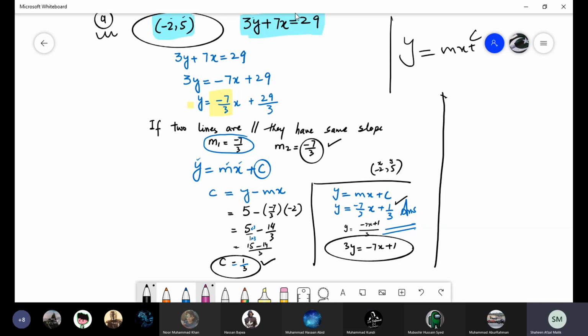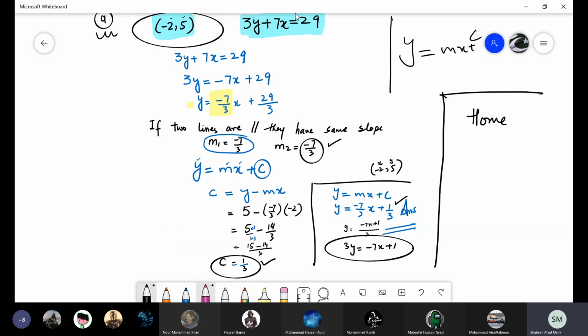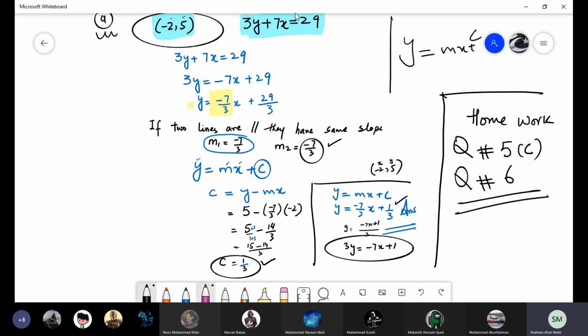I'm writing the same question here for your homework. Your homework is question number 5, C part, and question number 6. We have to upload this on OneNote. I'm going to create a page on OneNote with today's date, this exercise number and question number. On the same page, you have to upload the homework.